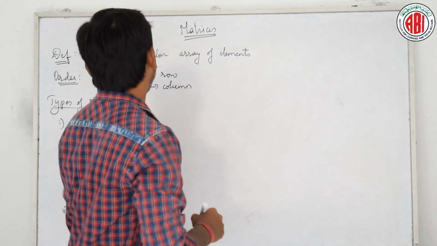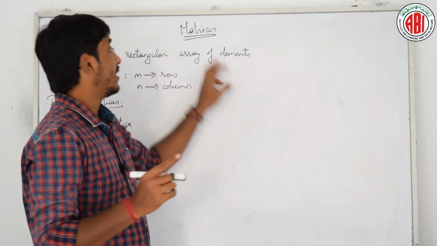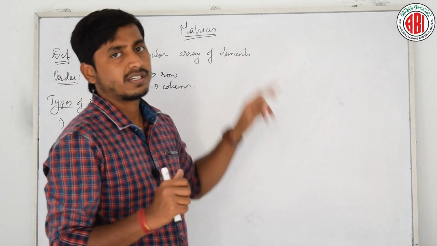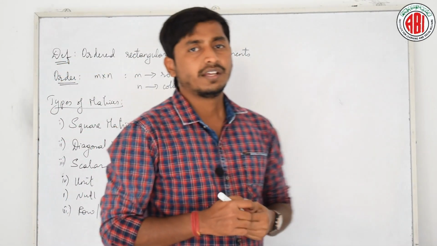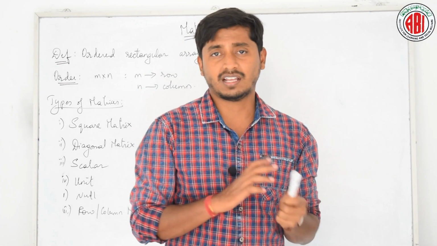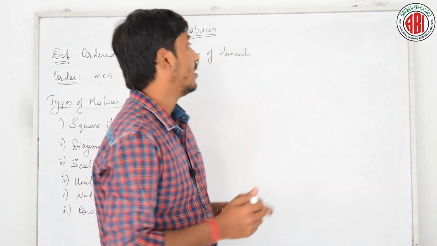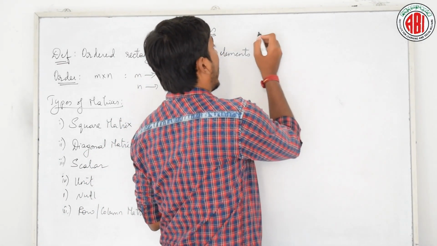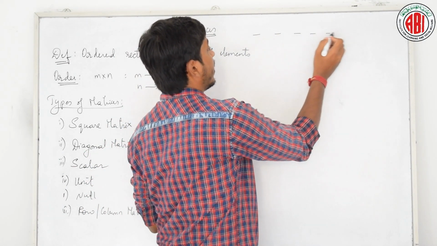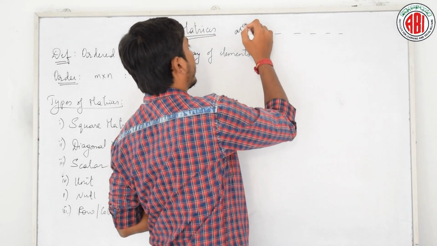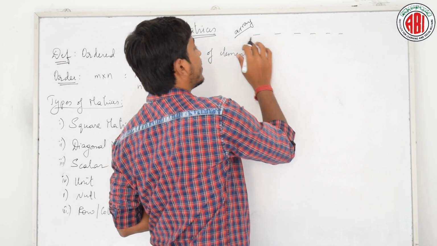Matrix is a singular term and matrices is a plural term. Fine. What do you mean by the term matrix? We have seen different arrangements, series and sequences of elements in our previous chapter, right? Here, a matrix is an arrangement of elements in an order. An arrangement of elements is called an array.